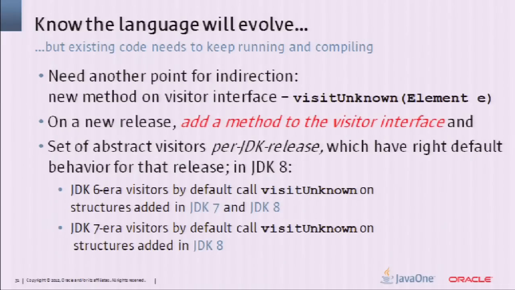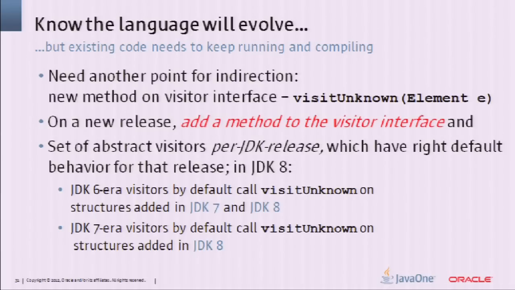When we release a new version of the language, we add a method to the visitor interface. This is very atypical for JDK code evolution. We generally do not add methods to interfaces, but in this case, we thought it was appropriate. But besides adding a method to the interface, we have a set of versioned abstract visitor classes that have the right default for the release in question.